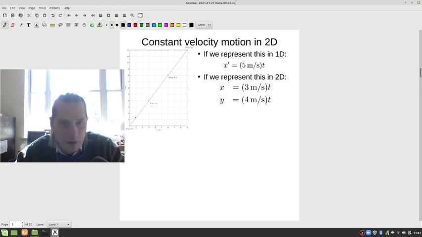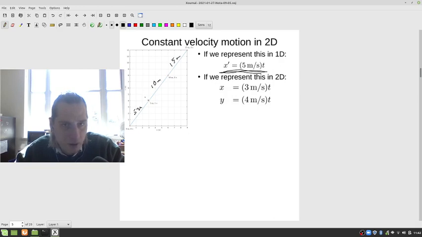Okay, so this person is going 5 meters, and then after 1 second, 10 meters after 2 seconds, 15 meters after 3 seconds, and essentially we can represent that very easily. It's just a constant velocity motion. X is going to be 5 meters per second times time in seconds. Now, if I just look at this graph, there's an interesting fact that I'm not going 5 meters per second in the x direction or in the y direction.